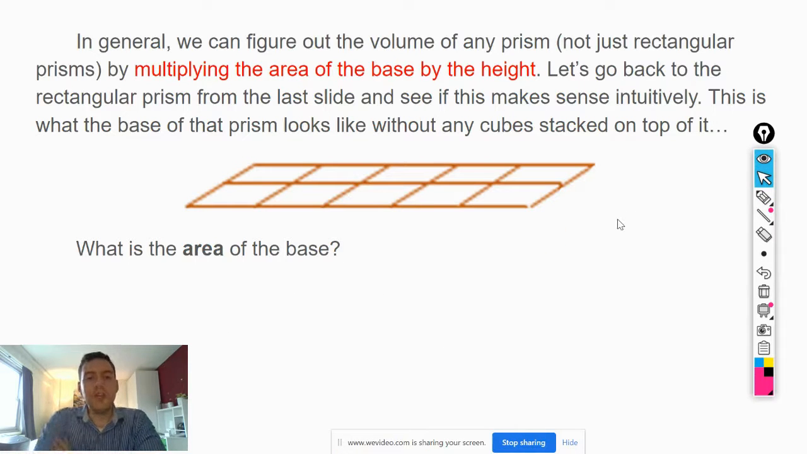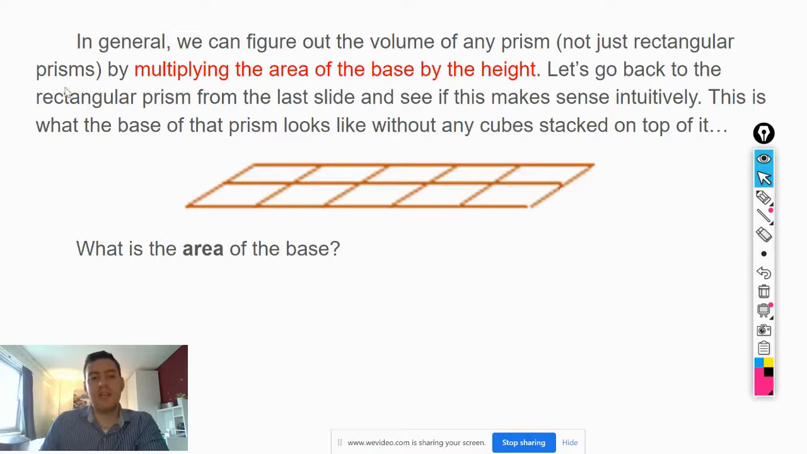In general, we can figure out the volume of any prism, not just a rectangular prism. So the base doesn't necessarily have to be a rectangle. It could be any other shape. We can figure out the volume of any prism by multiplying the area of the base by the height. Okay, so that's the rule. To find the volume of a prism, multiply the area of the base by the height.